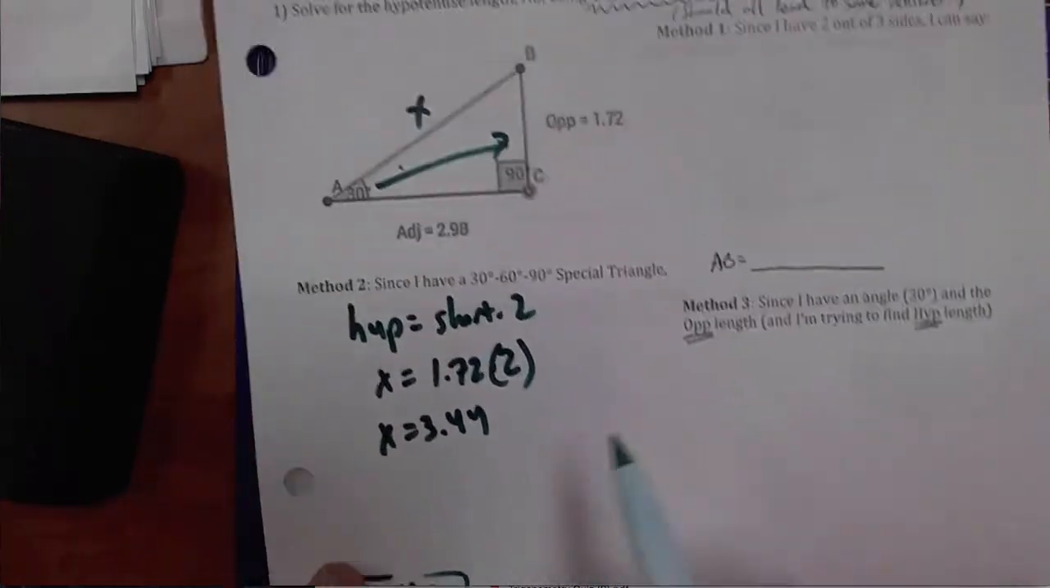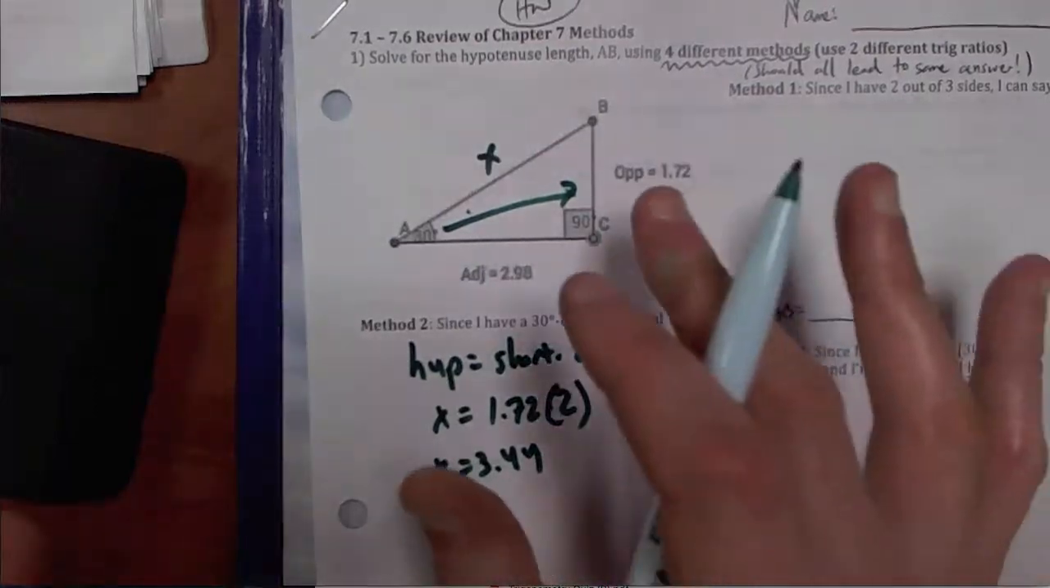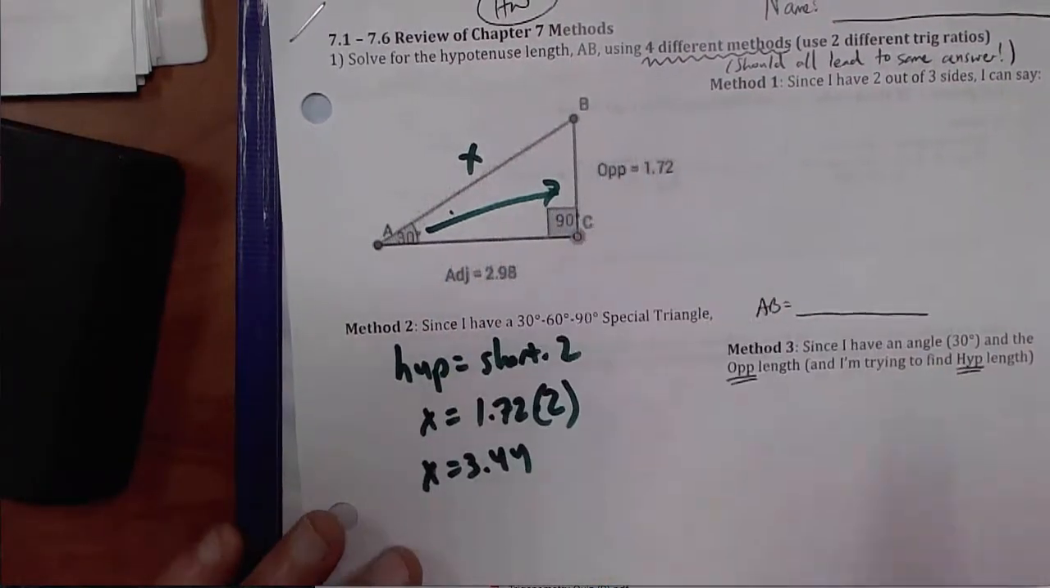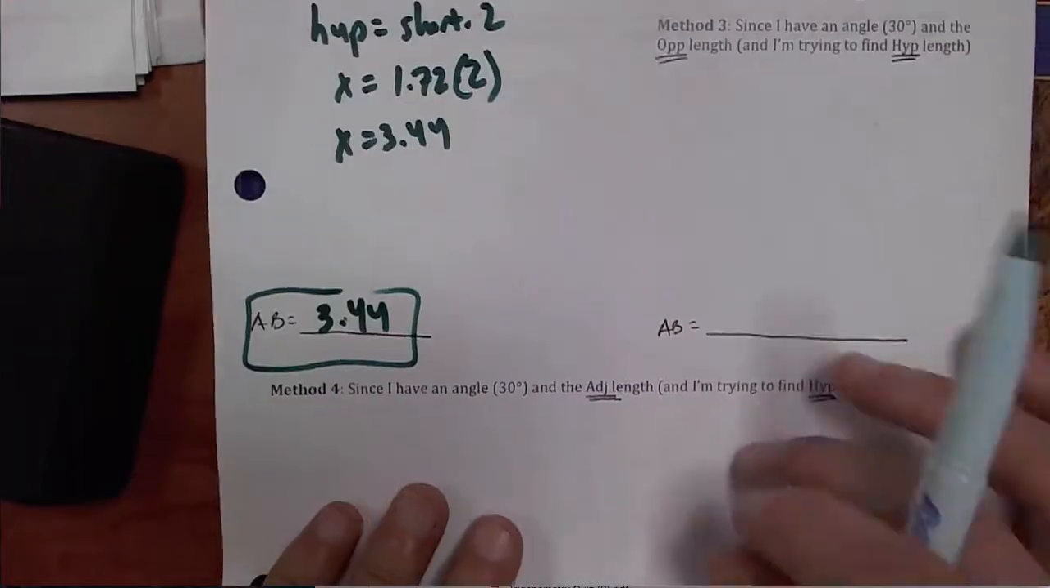Okay, so you can use this particular one because I've given you a nice 30-degree angle and I've given 2 of the sides, so 4 different methods open up. So see if you can get 3.44 for these other 3.